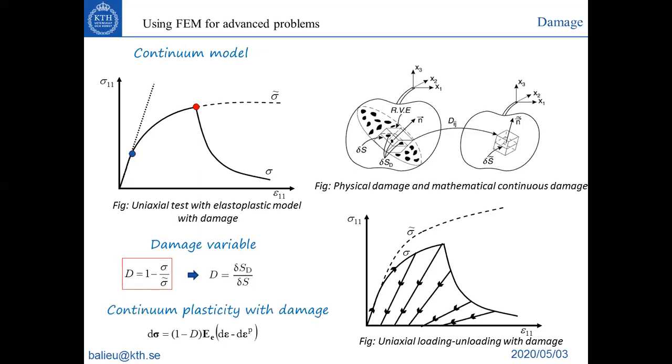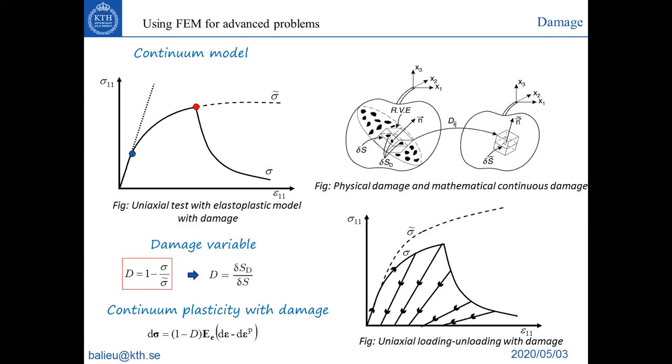So in order to introduce the damage into an elastoplastic model or viscoelastic model or whatever, what you use, you scale your stiffness by this damage variable 1 minus D. So this was the relation between the stress and the strain in the case of elastoplasticity.